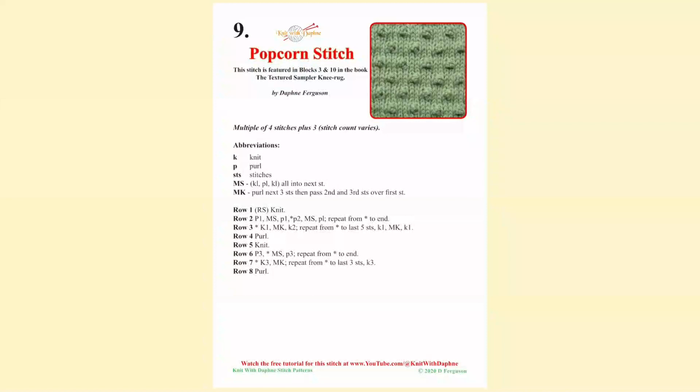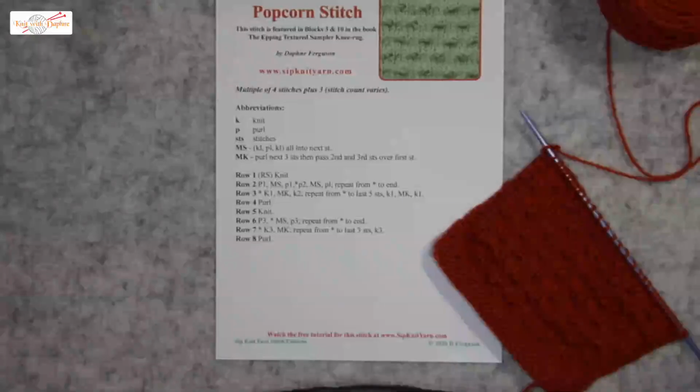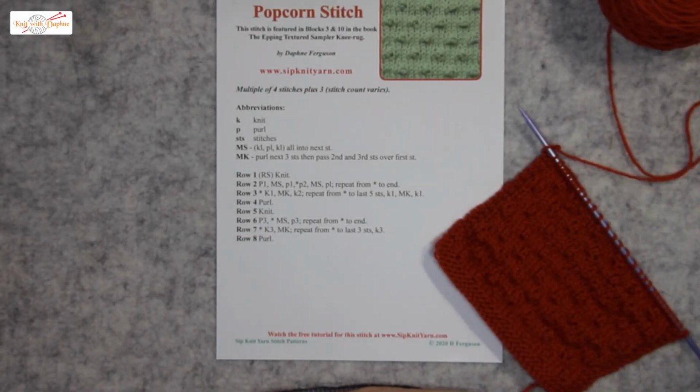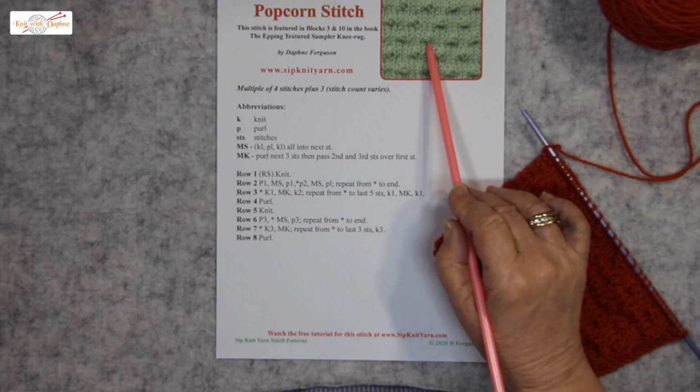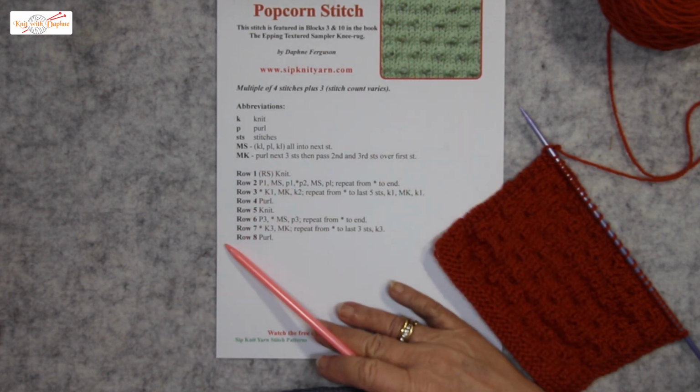Popcorn Stitch is an 8-row pattern. It is available as a free download on our website. Popcorn is quite an easy, simple stitch. We make these little bumpy bobbles without turning the work around.